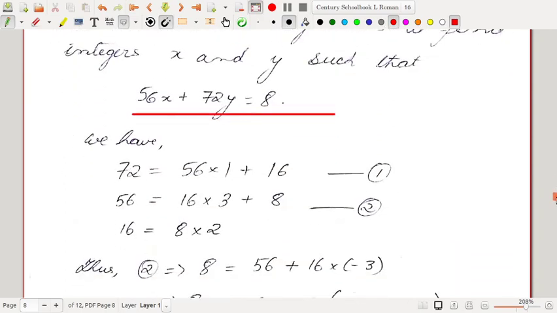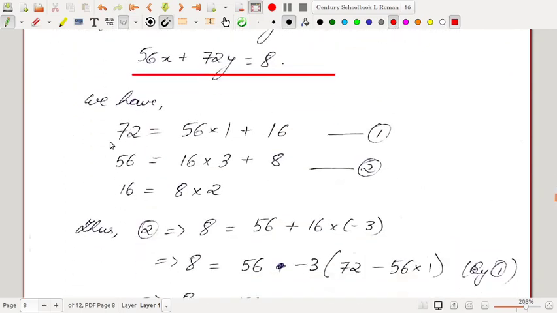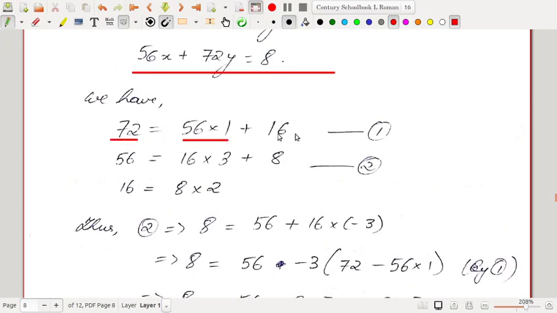So what was the process? You start with the larger number. So 72 equals 56 into 1 plus 16. Then take the divisor of the earlier step and the remainder of the earlier step. So 56 can be written as 16 into 3 plus 8. And then 16 can be written as 8 into 2. Then you start the back substitution. Start from the second equation: 8 can be written as 56 plus 16 into minus 3.